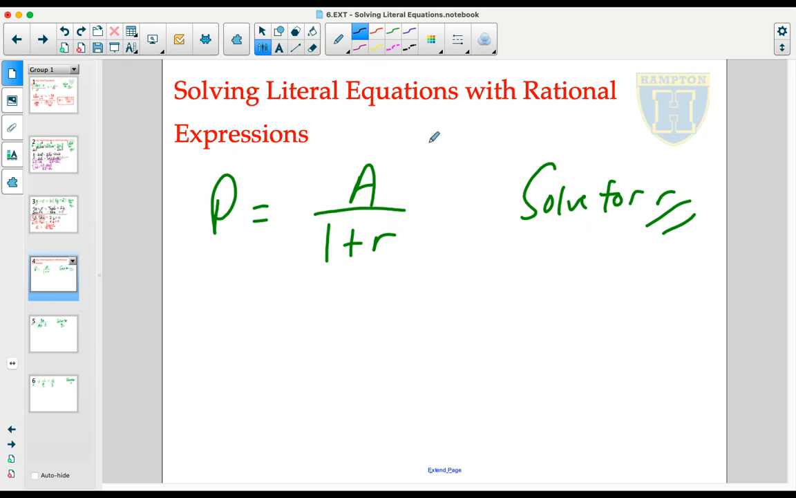When the variable that we are trying to solve for is tied up as part of a rational expression, we have an extra objective: to eliminate the fractions and attempt to create an equation that could be manipulated through addition, subtraction, multiplication, and division. In this example, we have r, which we're trying to solve for, tied up as part of the denominator of the rational expression on the right-hand side.